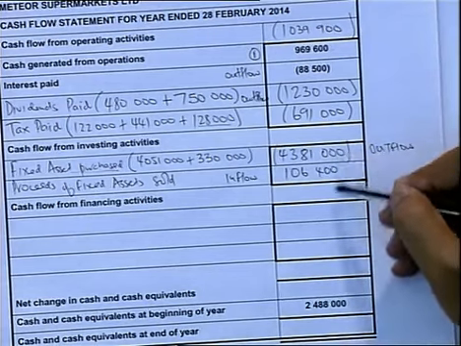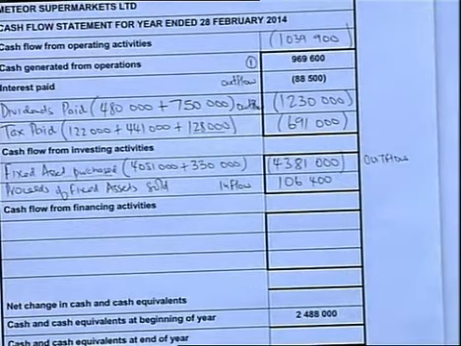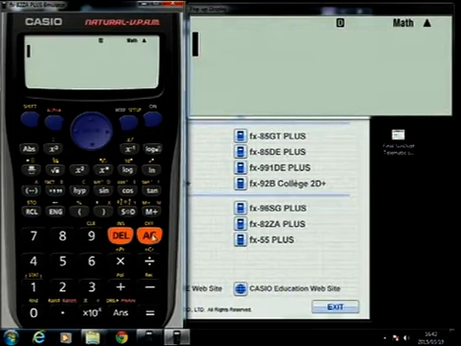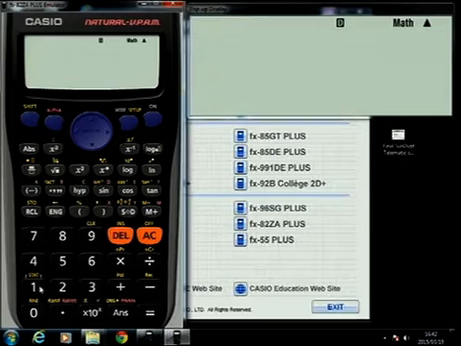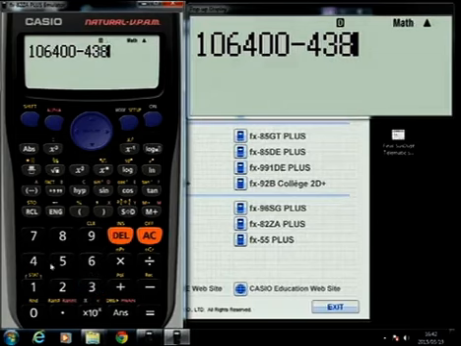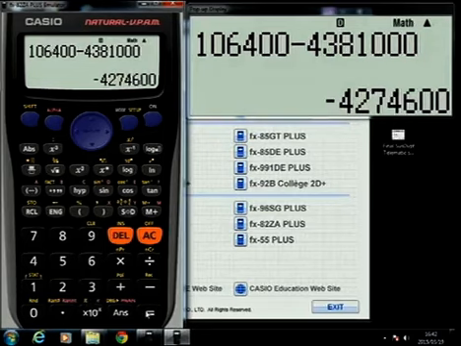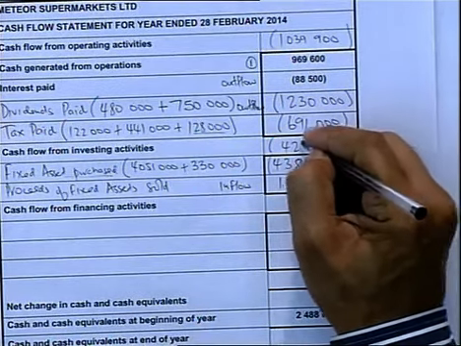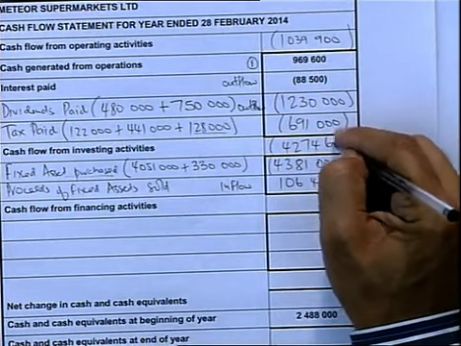Okay, now we have to offset those two figures. So on your calculator, we still have the 4,381,000, but that's a negative. Right, so we just have to take, let's just rather clear this, just not to cause any confusion. You're going to start with your positive number, which is 106,400, and you're going to minus 4,381,000. It's a negative, meaning that that total will also go in brackets, and it's 4,274,600.